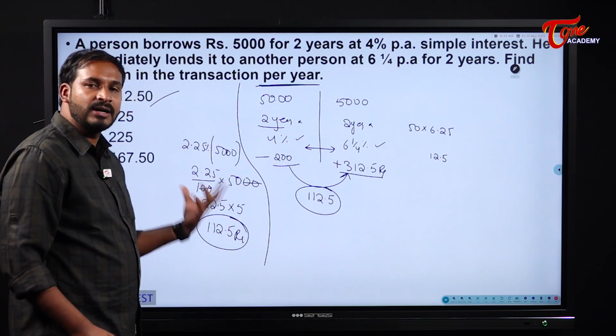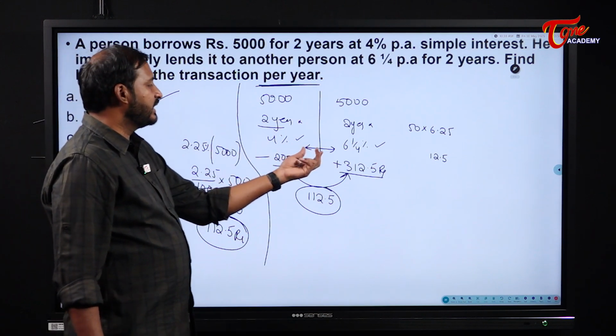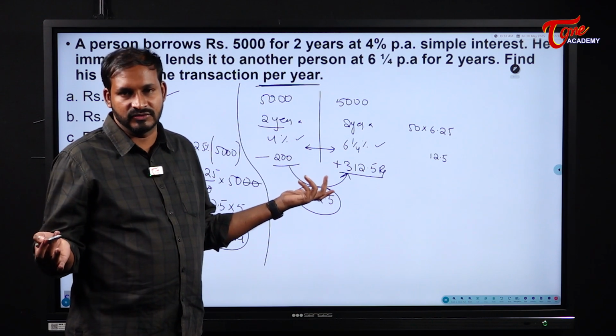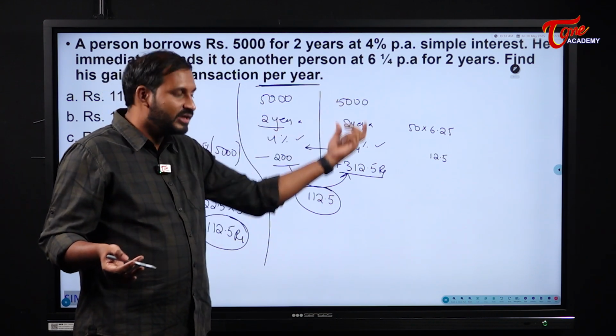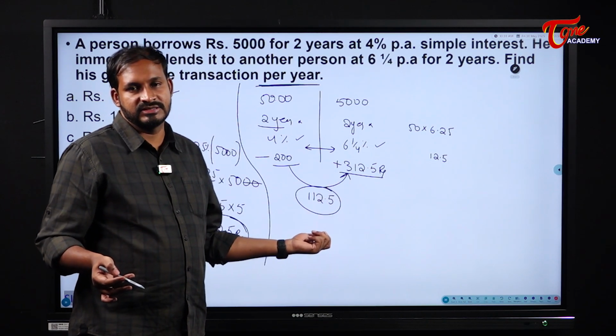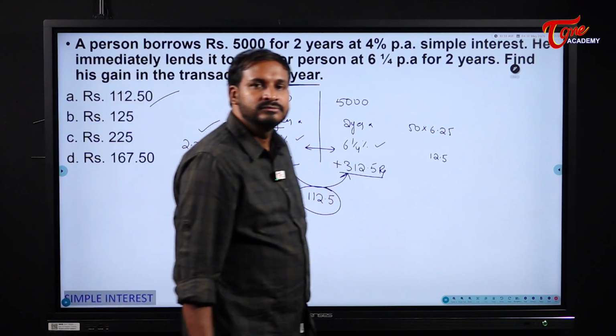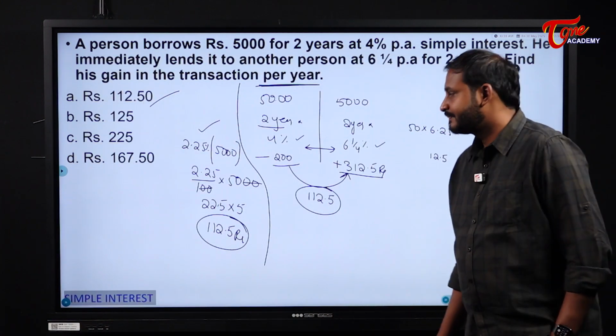In these two ways, it is up to you. You can follow any one method. Either directly take the difference between these two rates, 2.25, and find 2.25% of 5,000, or else find them individually and take the difference. But my suggestion is, please try to get the answer by the first method. It will save a lot of time.